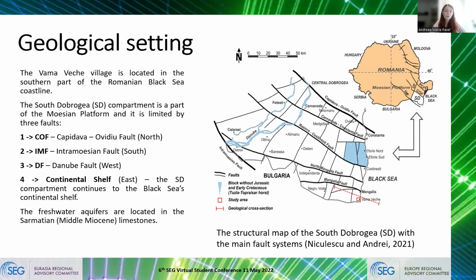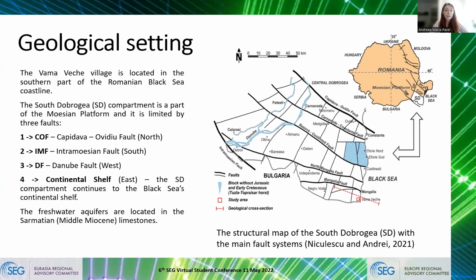And from the geological point of view, the South Dobrogea compartment is a part of the Moesian platform, and its limits are the Capidava-Ovidiu fault in the north, the Intramoesian fault in the south, the Danube fault on the west, and the compartment continues to the east to the Black Sea continental shelf.